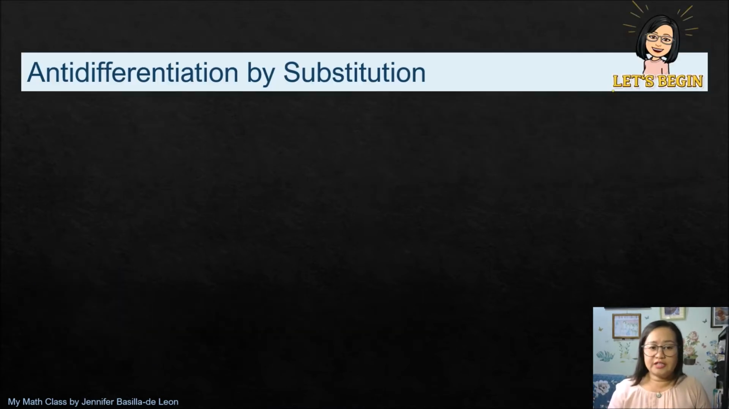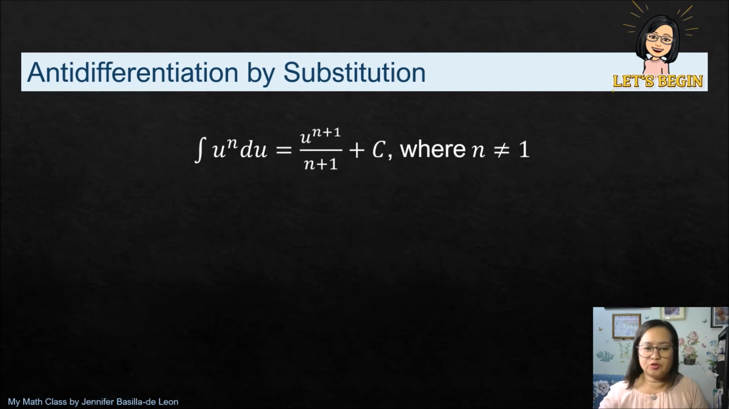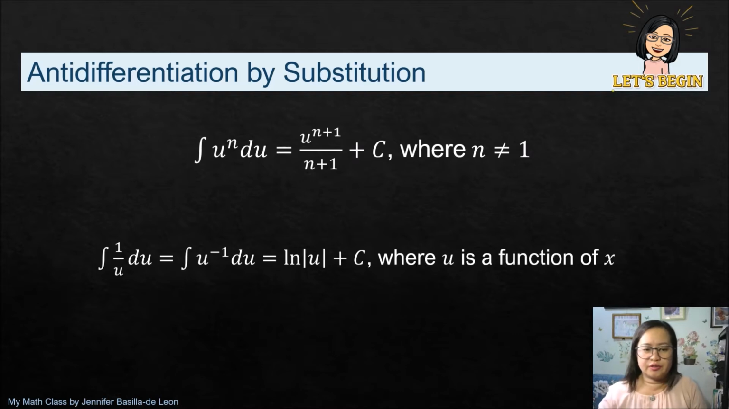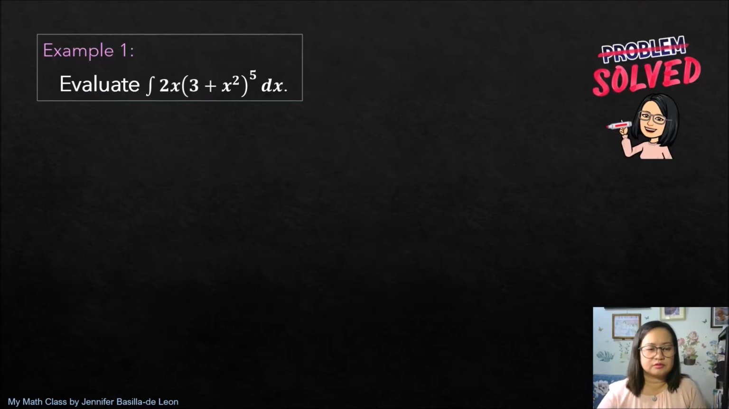In getting the antiderivative of a function by the substitution method, we need to remember two important integration formulas. Remember this too, because with this, we would be able to get the antiderivative of the function in a much easier way. Now let's have the first example.